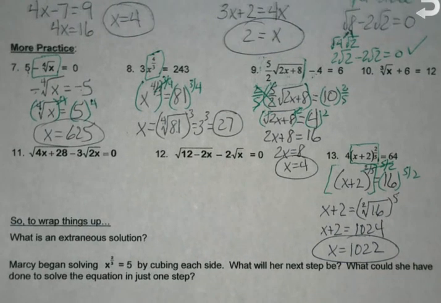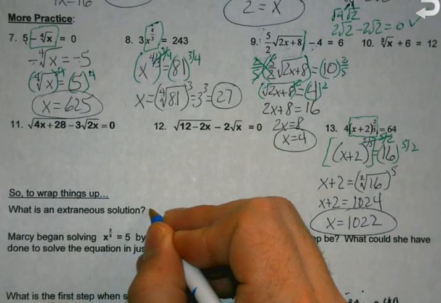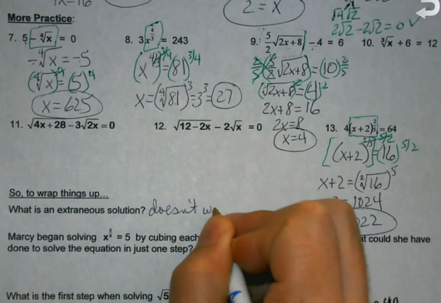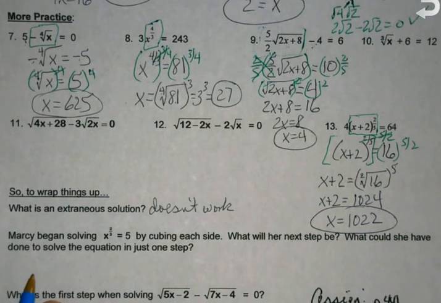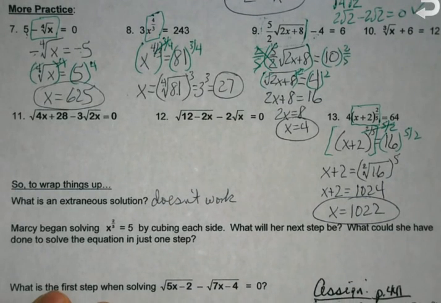And again, be ready for and used to questions like I'm getting into down here. Okay? An extraneous solution is one that doesn't work. We hadn't run into one of those there, but again, that's why we want to peek and check. Or a question like that right below. Marcy began solving x to the 2/3 equals 5 by cubing each side. What will her next step be? What could she have done to solve the equation in just one step?